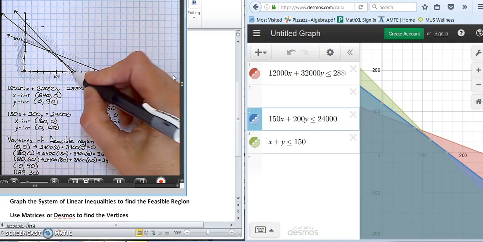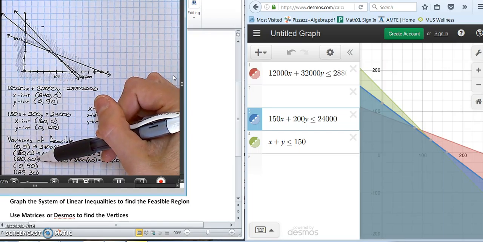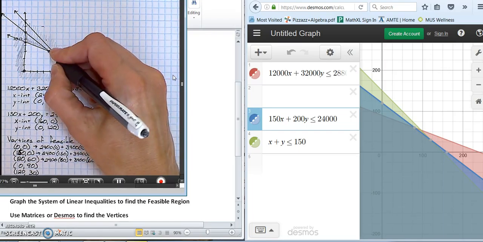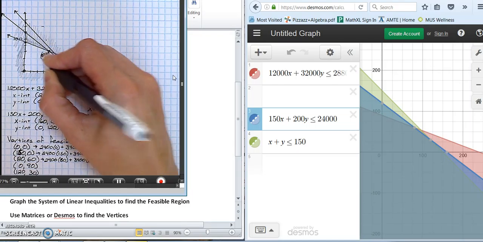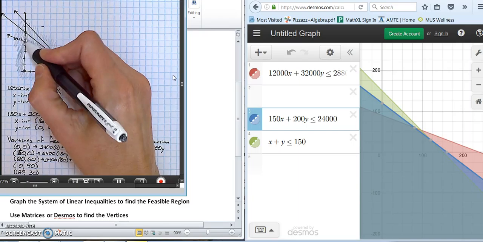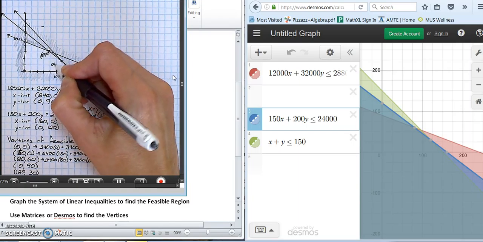We have this point that is at 150, 0. There's a point at 80, 60, which is this point right here. This is 80, 60. There's a point at 0, 90. It's on the y-axis. And there's the point at 120, 30.